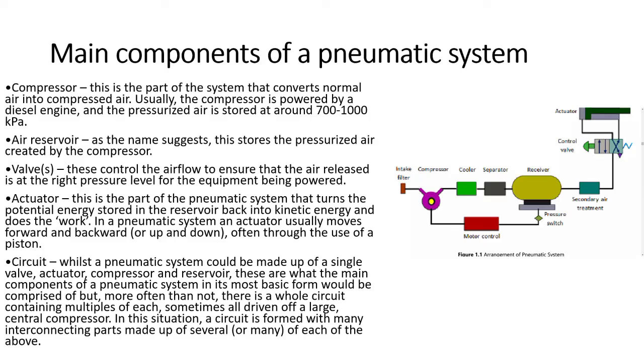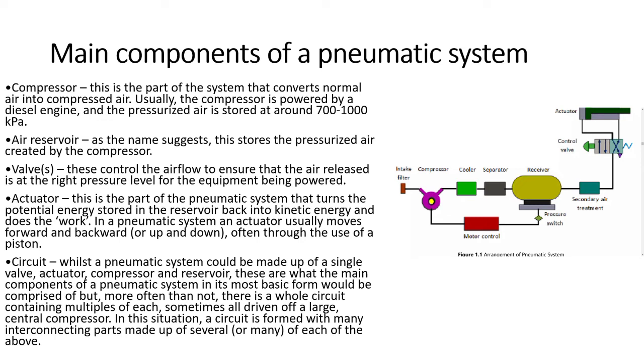Main components of a pneumatic system: compressor. This is the part of the system that converts normal air into compressed air. Air reservoir, as the name suggests, stores the pressurized air created by the compressor. Valves control the airflow to ensure that the air is released at the right pressure level for the equipment being powered. Actuator. This is the part of the pneumatic system that turns the potential energy stored in the reservoir back into kinetic energy and does the work.